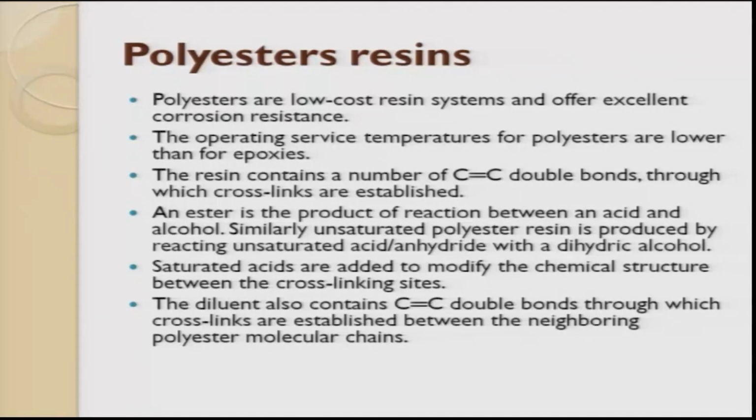Polyesters are low cost resin systems and often have excellent corrosion resistance. Thermoset composites are used for making bridges, and containers in which water or some acid is carried. They are always made through polyester resin because of its economic nature, and it is always available in liquid form. Liquid is easy to give a shape. The operating surface temperature for polyesters is very low as compared to that of epoxy. At room temperature itself you can make this composite.